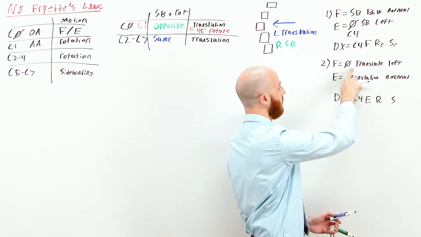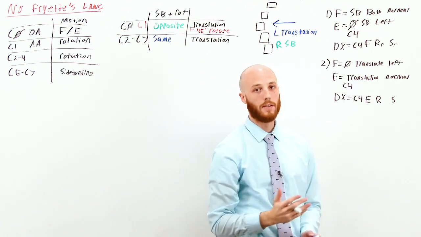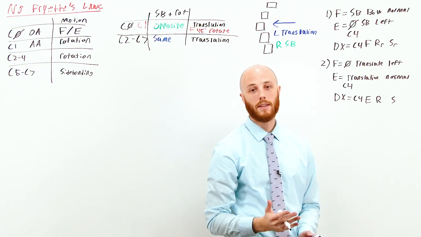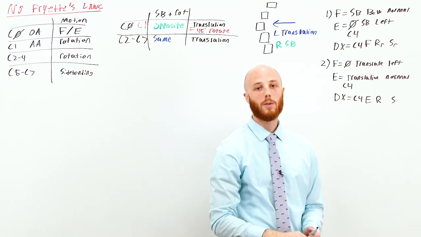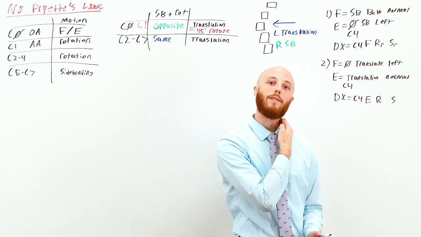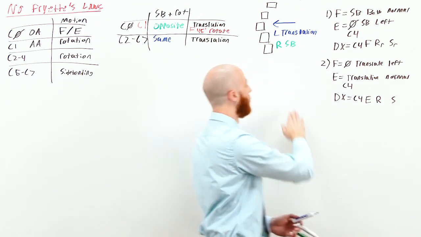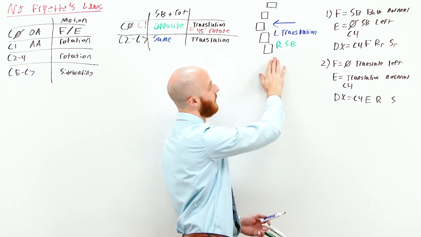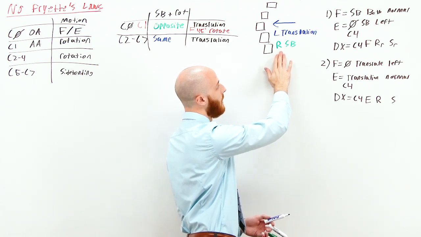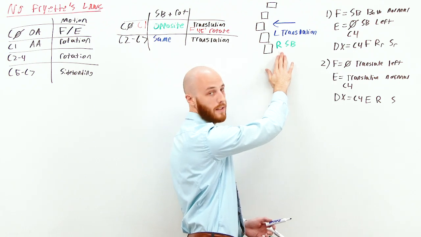So they tell you that during flexion, you cannot translate to the left. This means that you can translate to the right. But when you translate to the right, you have to remember that you are inducing left side bending. So it's a really important concept to understand which direction you're translating and what side bending direction that induces.